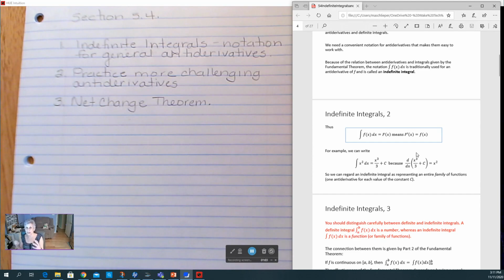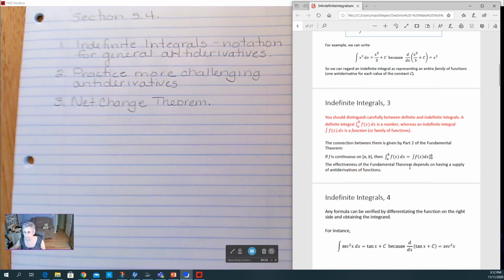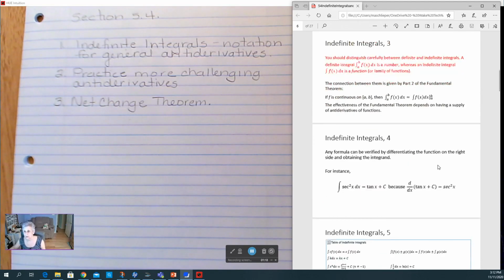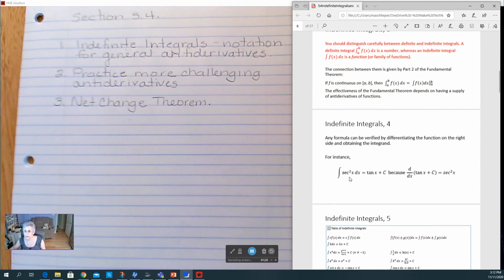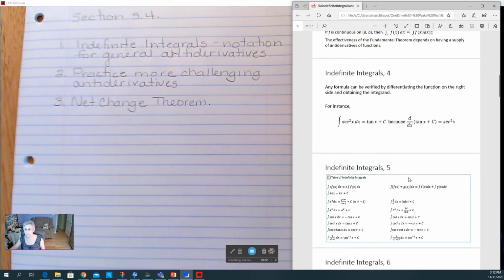Now keep in mind that indefinite integrals have answers that are families of functions. You always have to add c. So there's infinitely many solutions to an indefinite integral. A definite integral has a definite solution. It has one answer. Okay, there's just a quick example. The integral of secant squared is equal to tangent x plus c, because the derivative of tangent of x plus any constant is equal to secant squared.